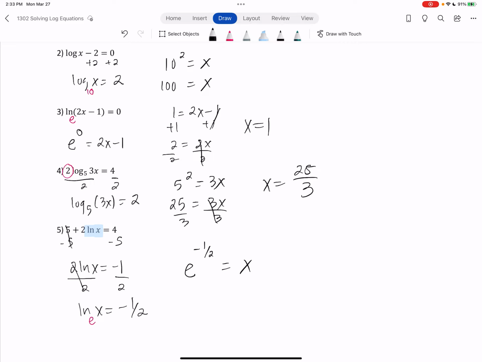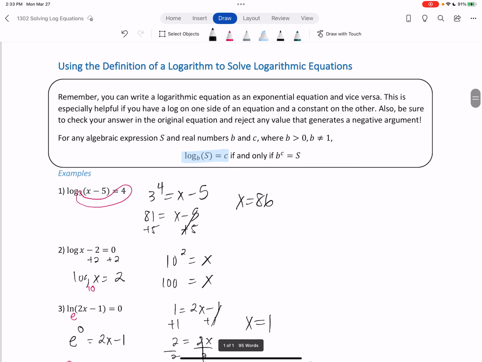So that's using the definition of a log to solve a logarithmic equation.